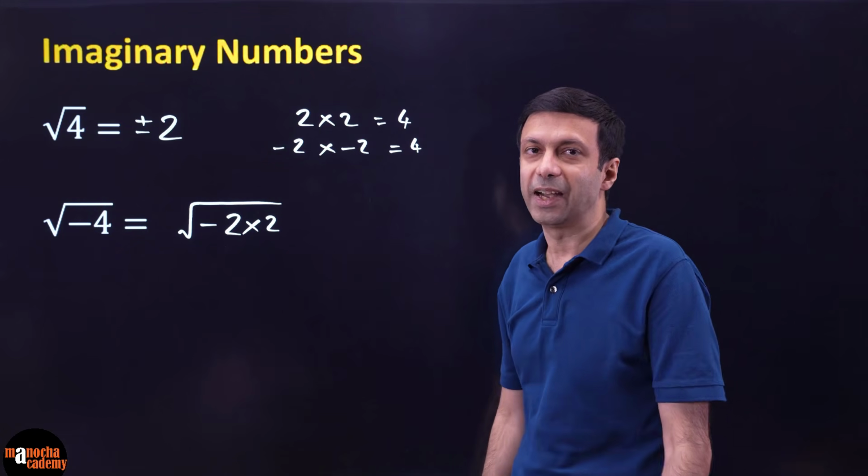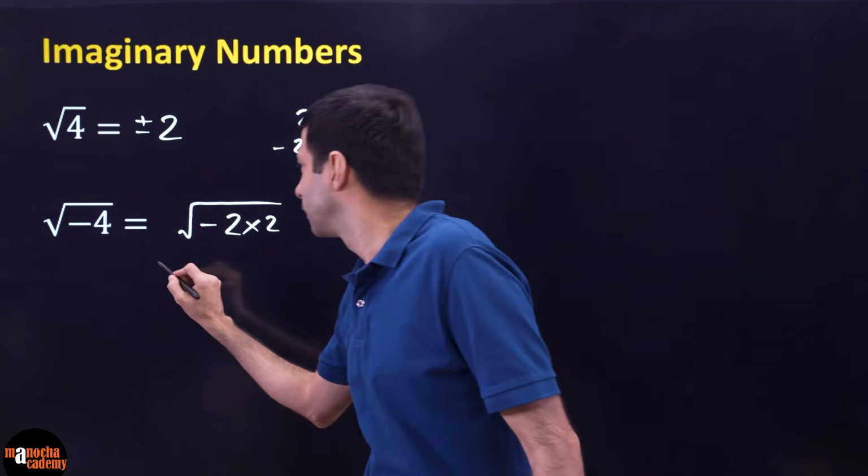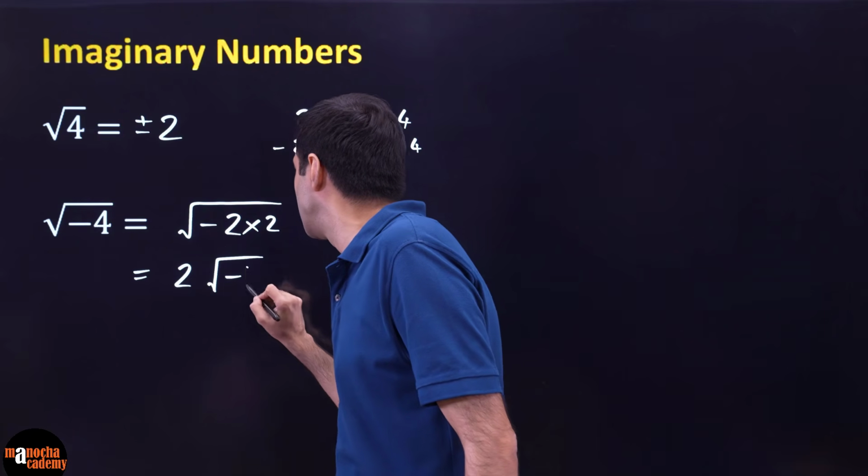and we can't pull out this negative sign. So guys, what is square root of 2 times 2? Obviously it will be 2. So the 2 comes out and we are left with this guy minus 1.